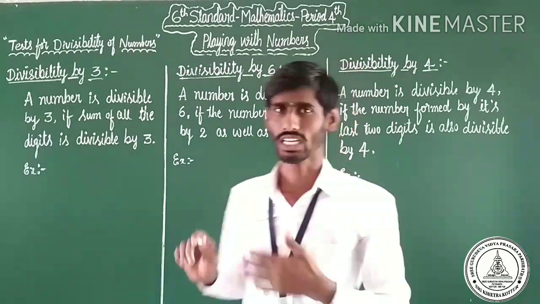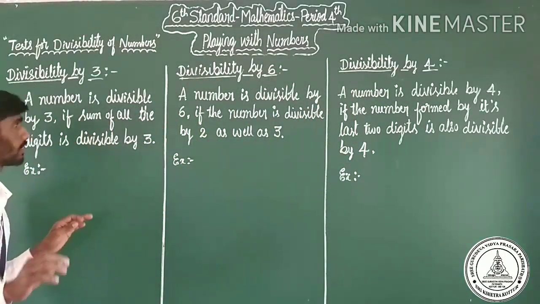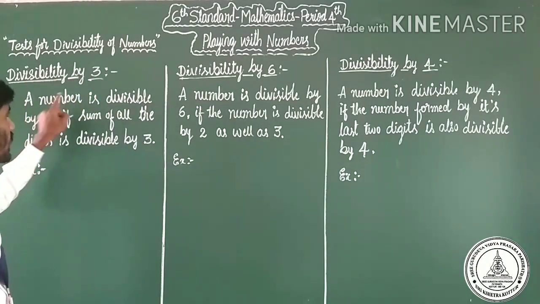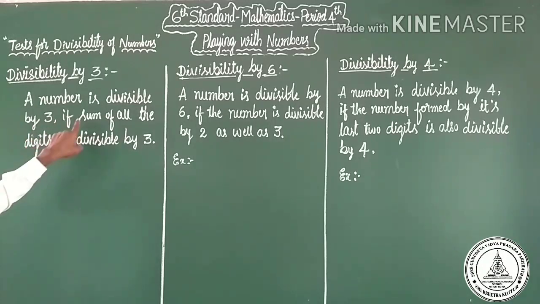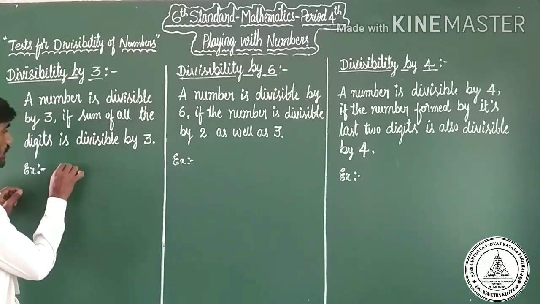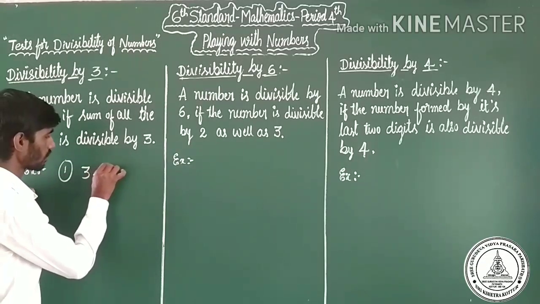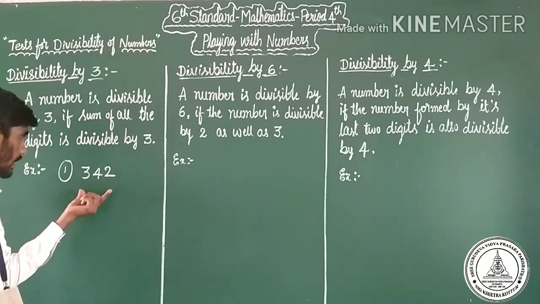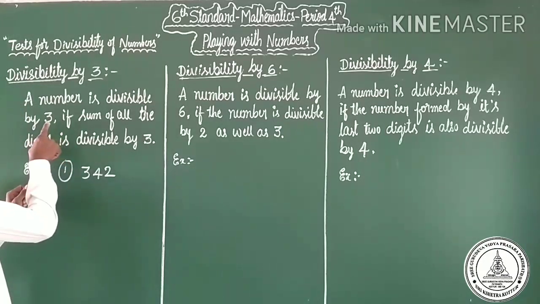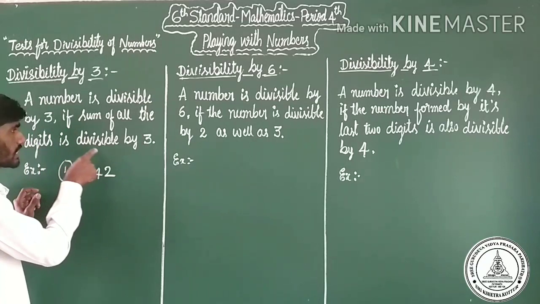Divisibility by 3. Observe here, a very important concept. Observe very carefully, listen very carefully. Choto, the divisibility by 3 condition is, a number is divisible by 3 if the sum of all the digits is divisible by 3. Let me take an example: 342. Is 342 divisible by 3 or not? Let us check. The method is that the sum of all the digits is divisible by 3.